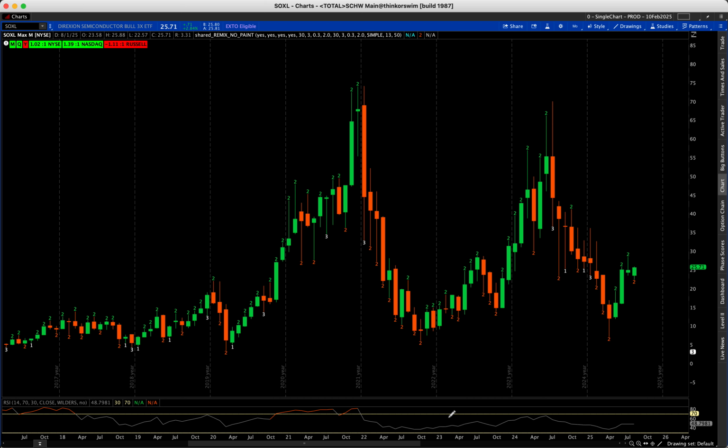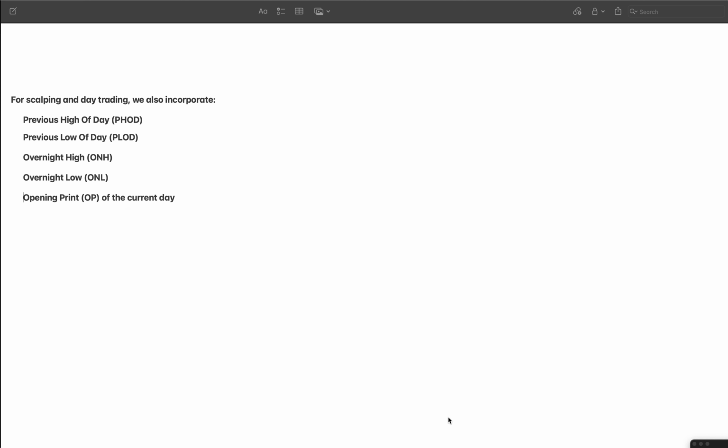Now, the STRAT is the base of our trading method, but for scalping and day trading, we also use price levels to incorporate into or layer on top of the STRAT to give us precise entries and exits for scalps and day trades intraday, within a 1-day time frame instead of swings or long-term trades. So the levels we use are the previous high of day, the previous low of day, the overnight high, the overnight low, and the opening print.